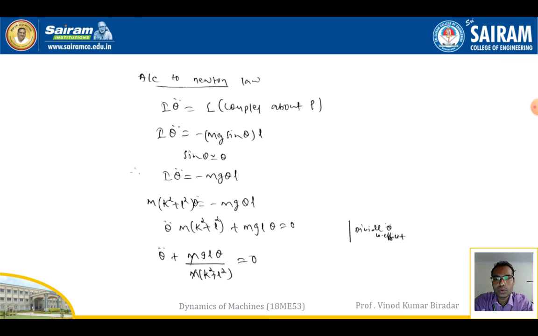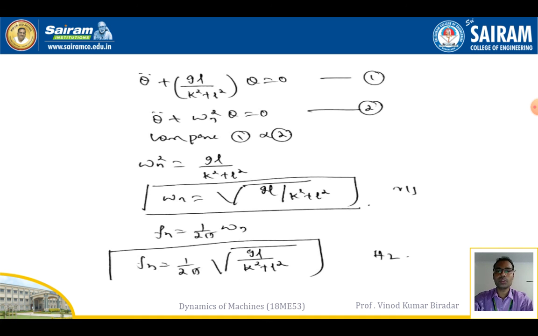So m(k square plus l square) theta double dot plus mg l theta is equal to 0. Divide the whole equation by m(k square plus l square); m gets cancelled. We get theta double dot plus g l theta divided by (k square plus l square) is equal to 0. So theta double dot plus g l divided by (k square plus l square) times theta is equal to 0. This is equation number 1.